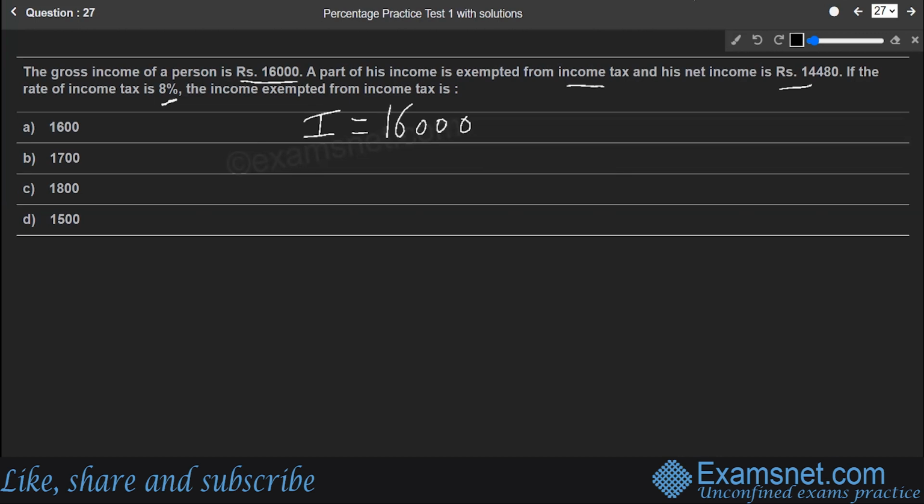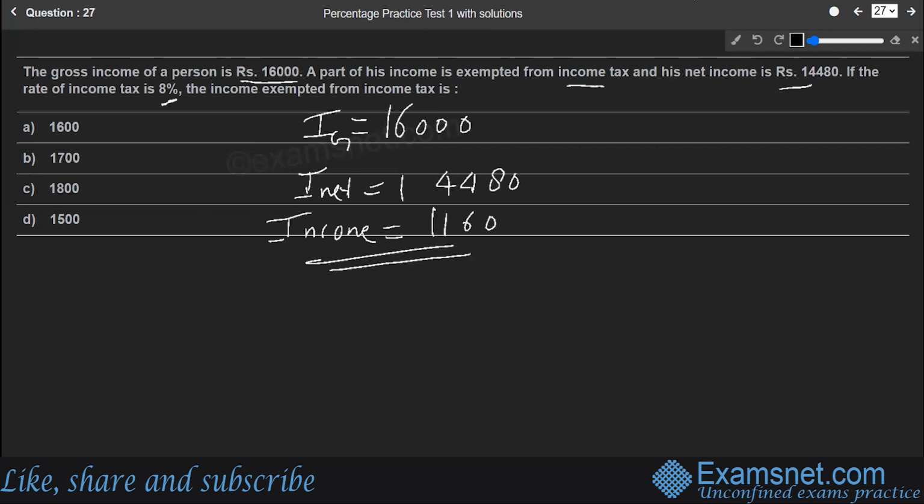A part of his income is exempted from the income tax. How much part is exempted? For how much part is the income tax not to be paid? That is not given, so we can assume it. Then he says the net income comes out to be 14,480. So this was the gross income and the net income was 14,480. So clearly we can find out the income tax paid by doing the difference: 16,000 minus 14,480, which is 1,520. This much income tax has been paid by him.